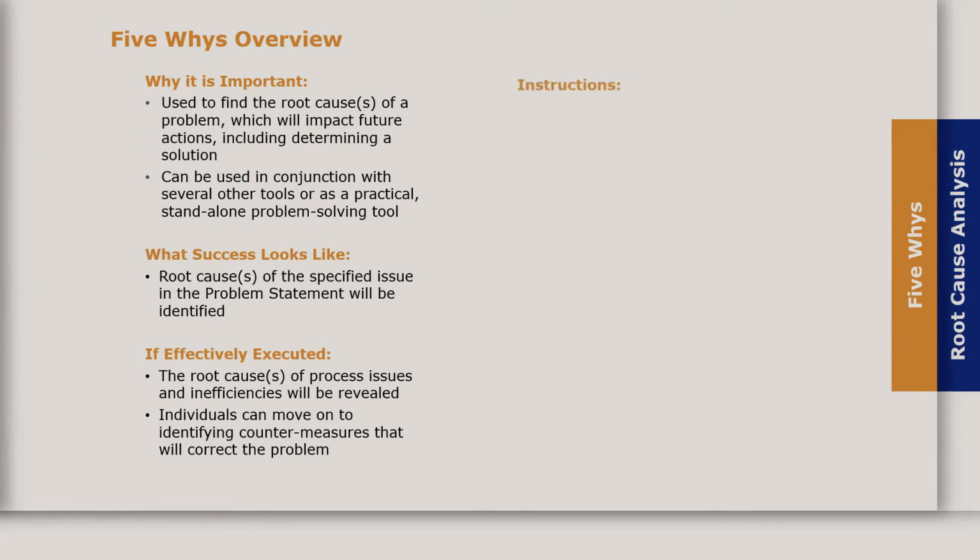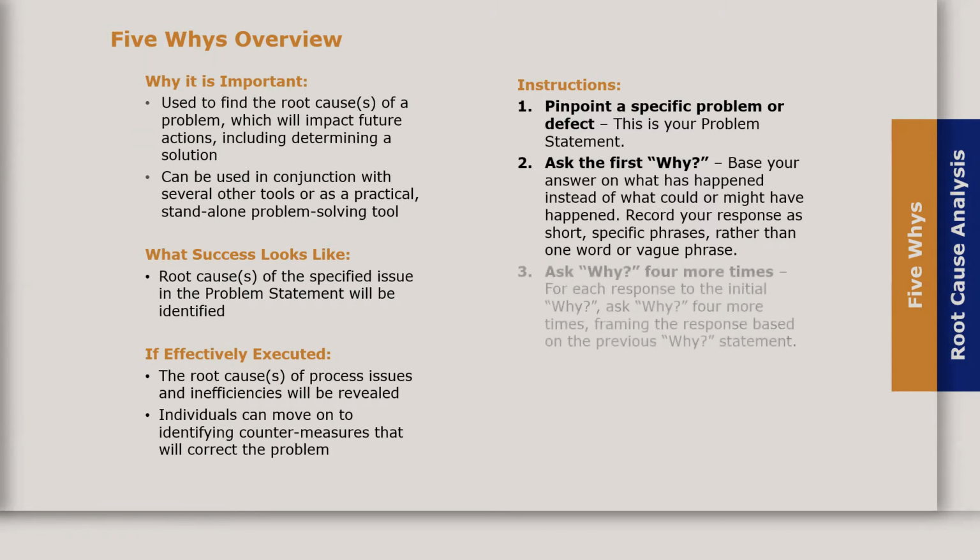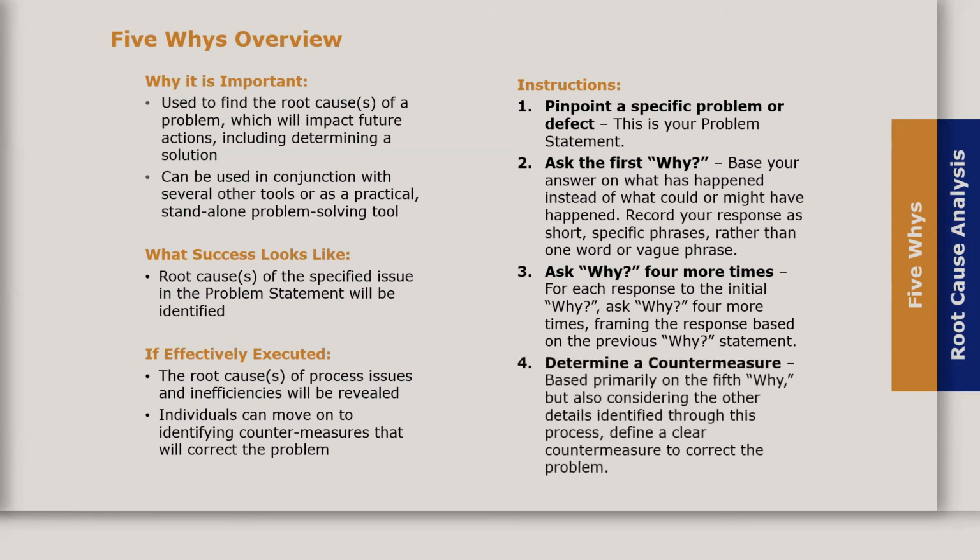To perform root cause analysis using the 5 Whys approach, simply follow these steps. First, pinpoint a specific problem or defect. This is your problem statement. Then ask the first why. Base your answer on what has happened instead of what could or might have happened. Record your response as a short, specific phrase rather than one word or a vague phrase. Then continue asking why 4 more times. For each response to the initial why, ask why 4 more times, framing the response based on the previous why statement. Finally, determine a countermeasure.